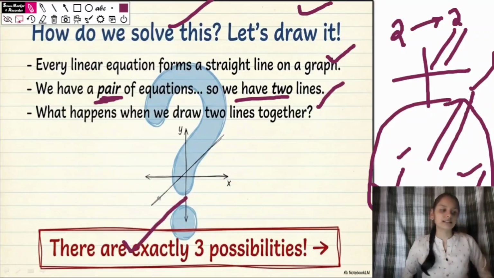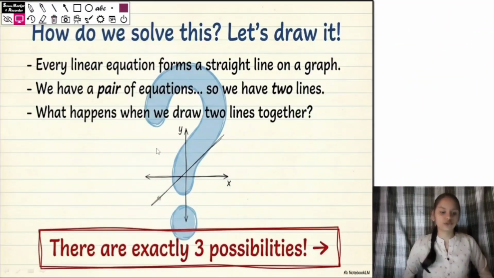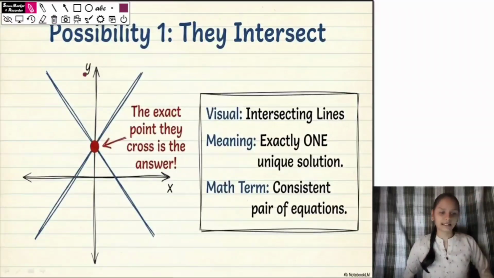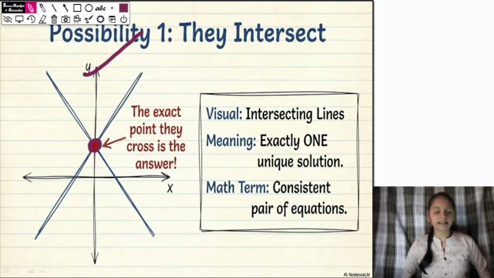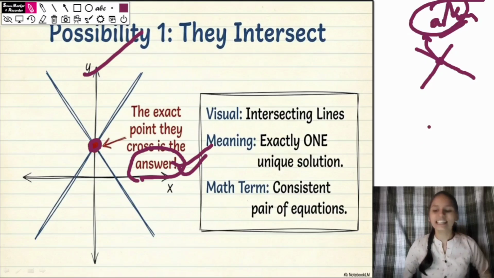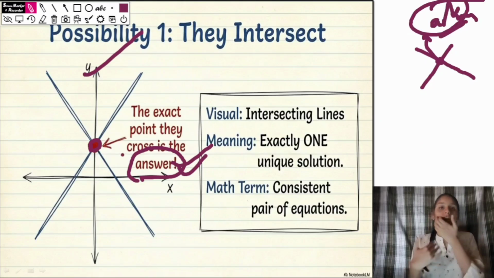What are they? First, they can intersect each other. So let's move on to that. Possibility number one, they intersect, something like this. What does this point indicate when they intersect? It is the answer. When I solve the equations and plot them on the graph, I get this point, and this point is your answer. So that point wherever the lines intersect is your answer.